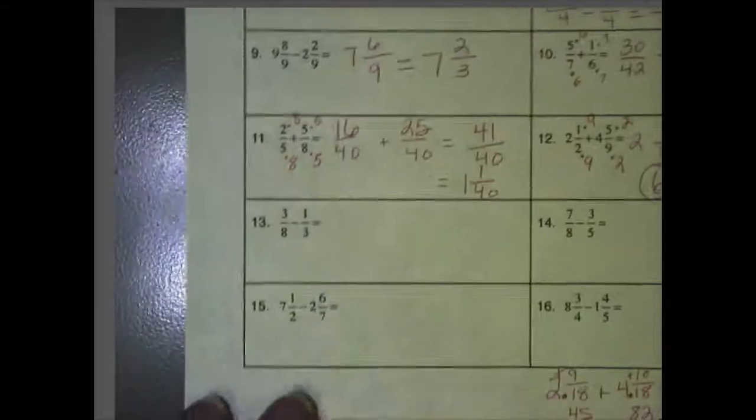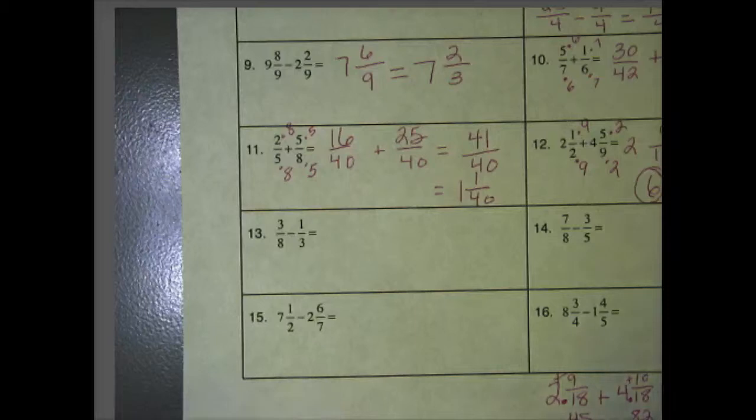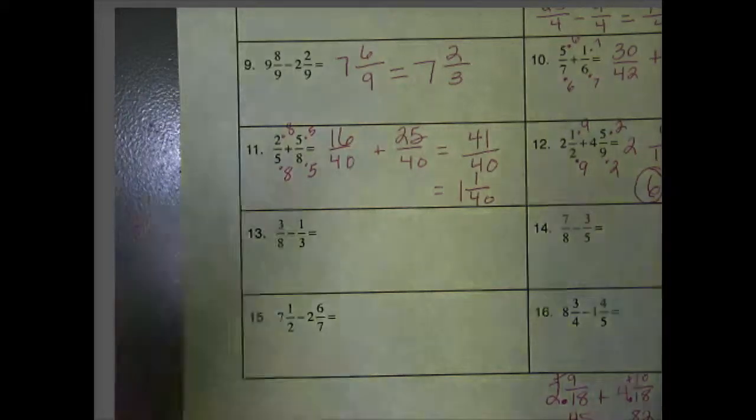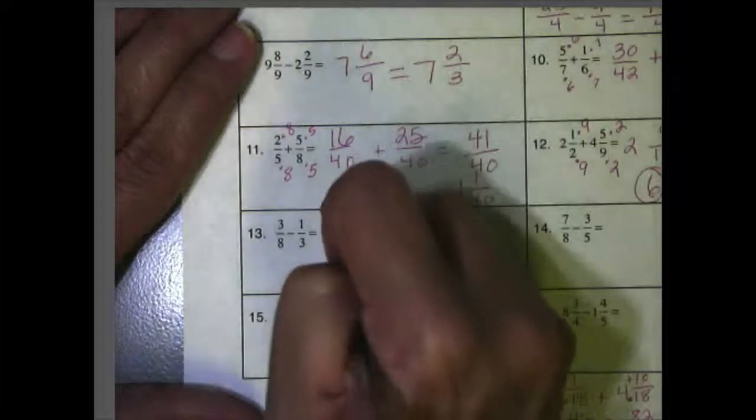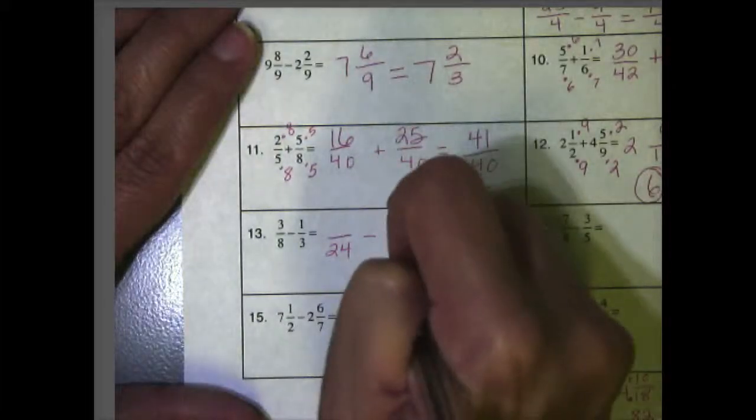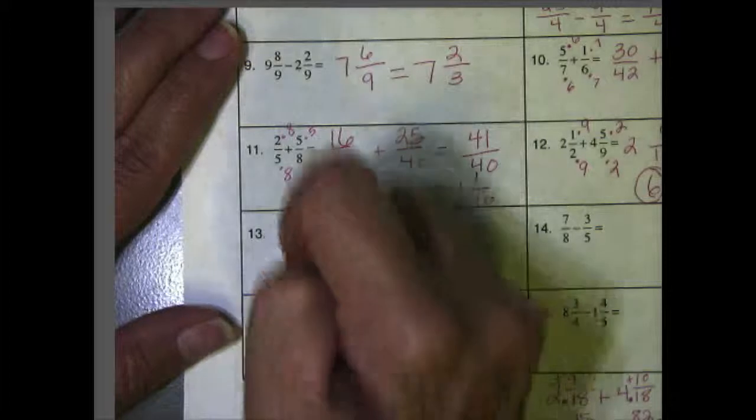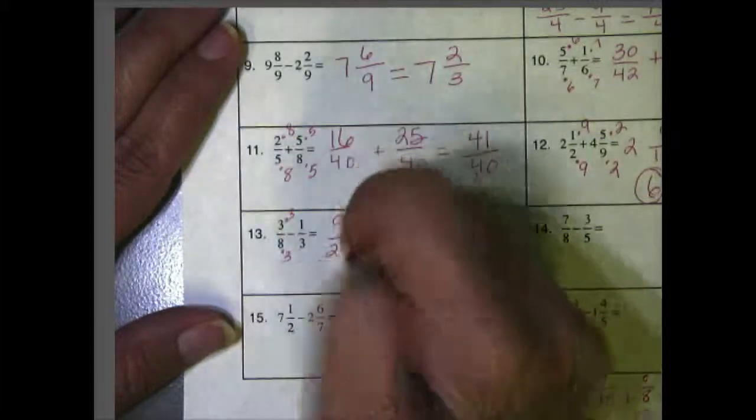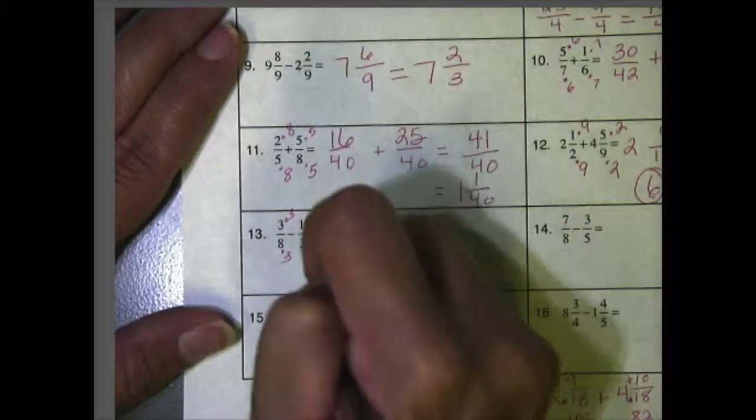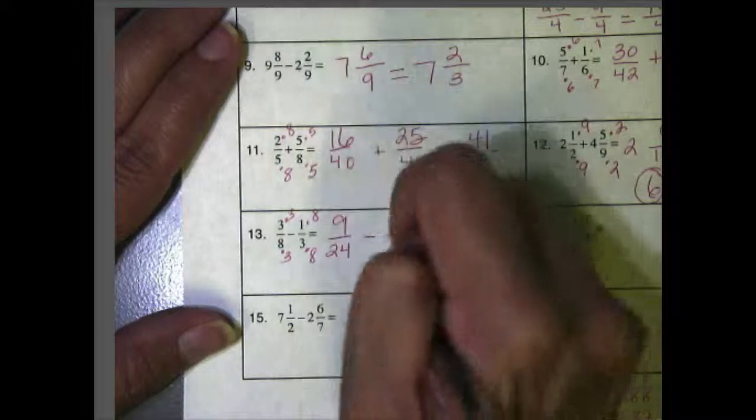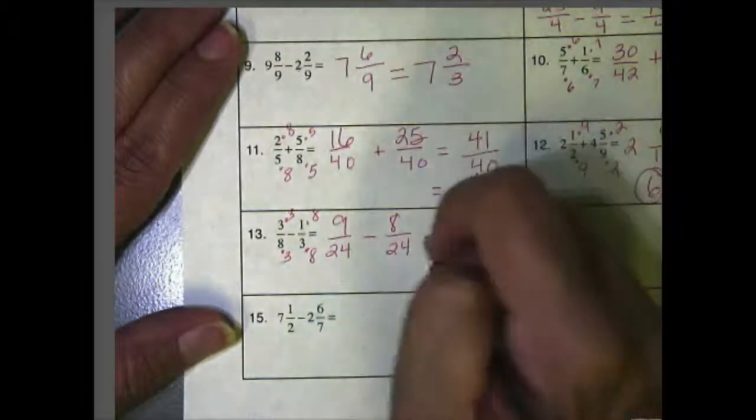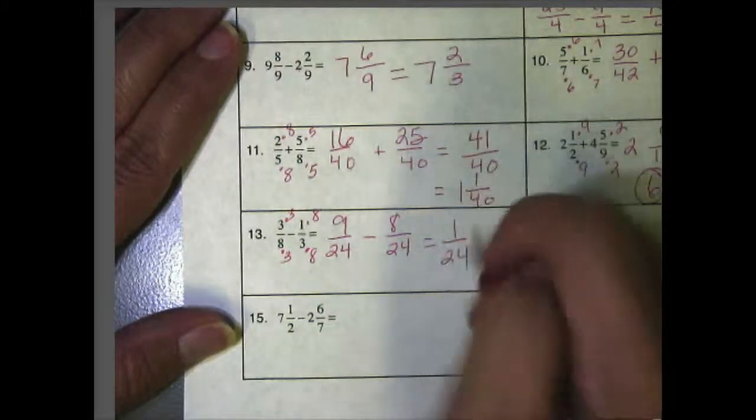All right, let's take a look at number 13. We have 3/8 minus 1/3. So the first thing we need to do is find our least common denominator. That's going to be 24 in this case. So this time the only difference is that we're subtracting. 8 times 3 is 24, so 3 times 3 is 9. 3 times 8 is 24. 1 times 8 is 8. So 9 minus 8 is 1. Denominator stays the same.